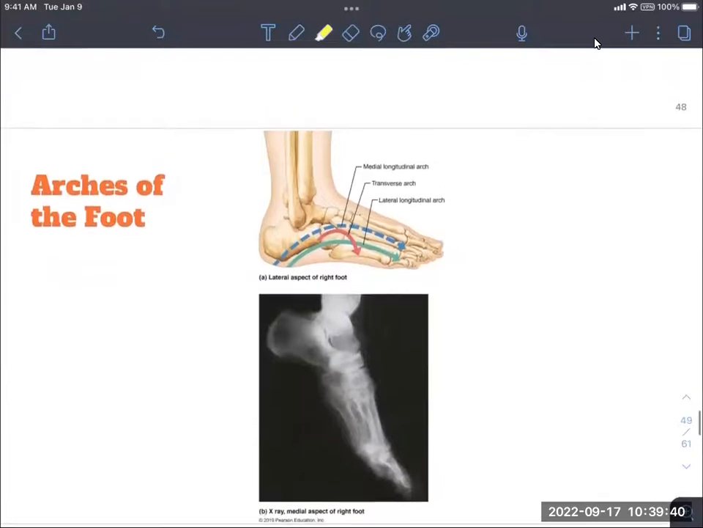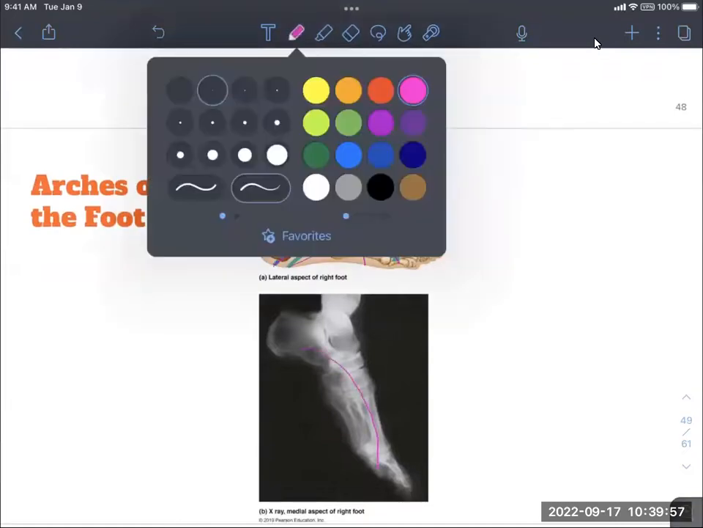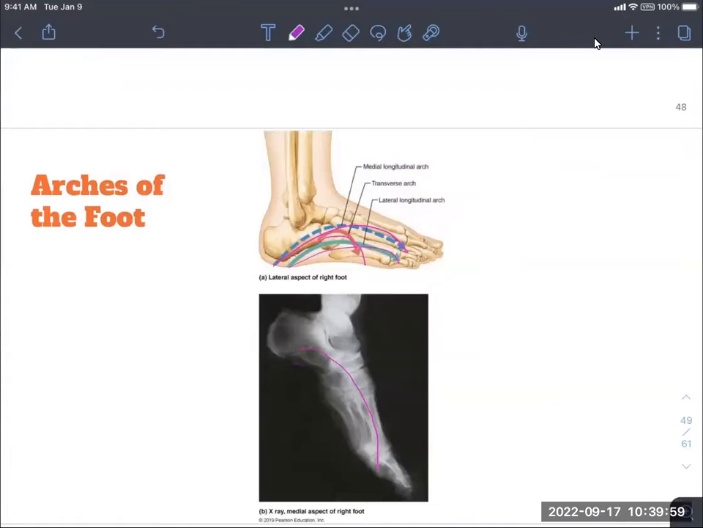So here are the different arches. We have our medial arch, our lateral arch, and then we have what is called a transverse arch. So here you can see the medial arch, that lateral arch, and we have a transverse arch through there.